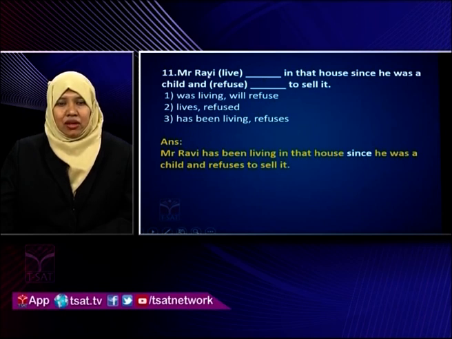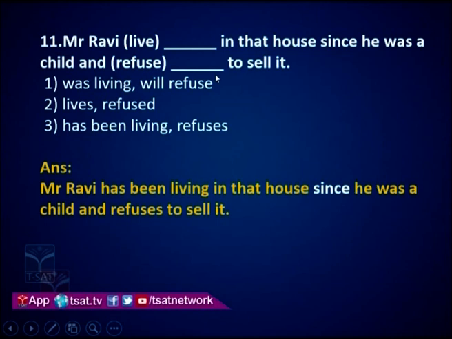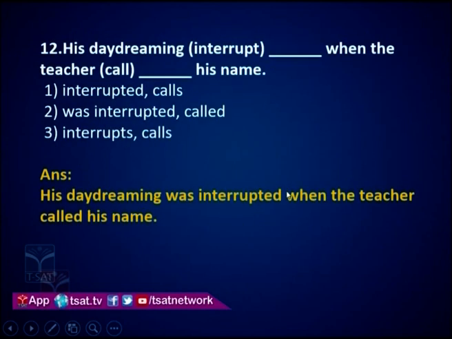Mr. Ravi has been living in that house since he was a child and refuses to sell it. The simple present form of verb should be used here: present perfect continuous and simple present. First part of the sentence, Ravi has been living in that house since he was a child and refuses to sell it.